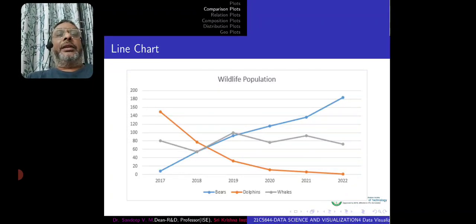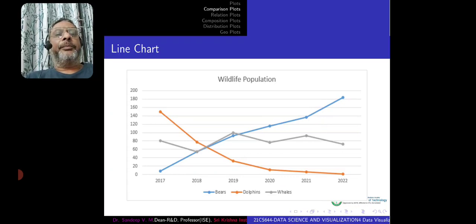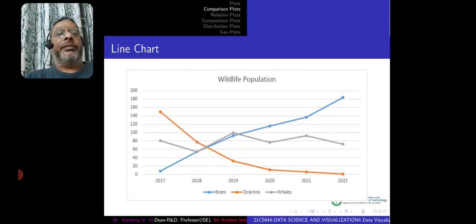So what we see is the title is very clearly mentioned that it's about wildlife population. So yes, it is self-explanatory. We are trying to identify the population of the wildlife. And looking at the plot, we see three curves in three different colors. And if we look down, the three colors have some meaning. So a legend is provided saying that the blue is for bears, the orange is for the dolphins, and the gray is for whales, and so on. So that makes things easier.